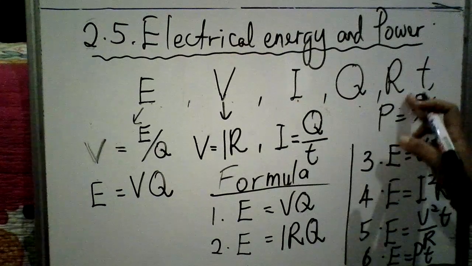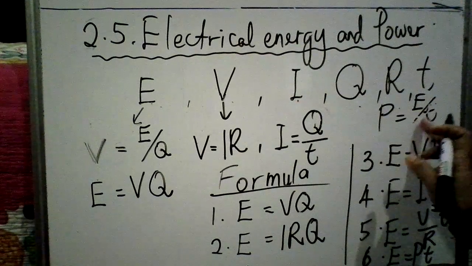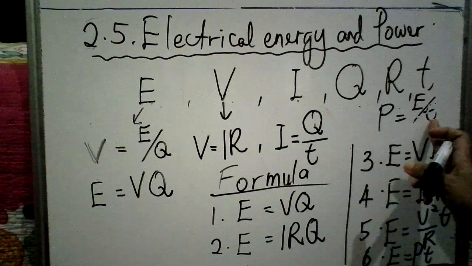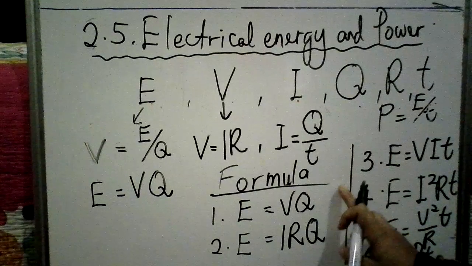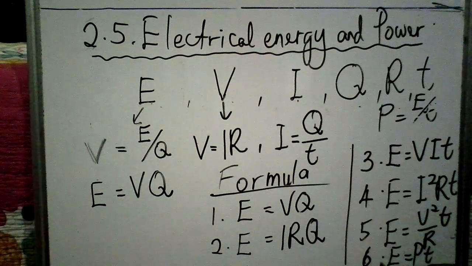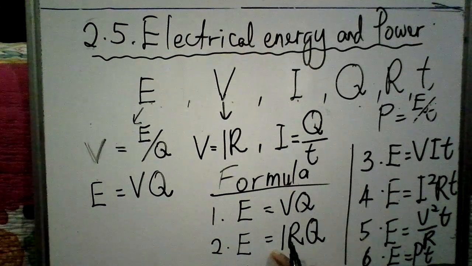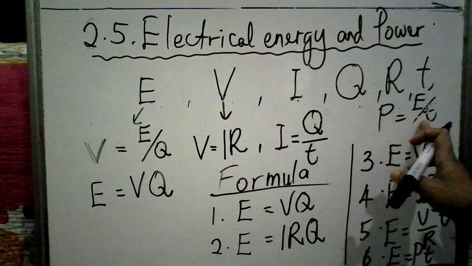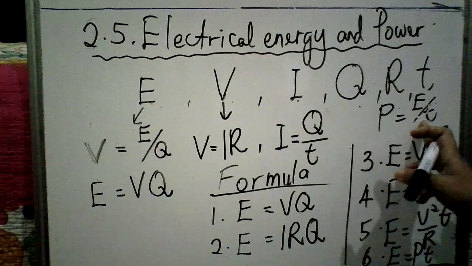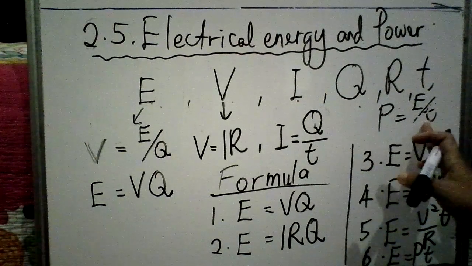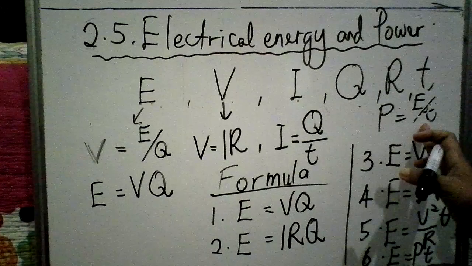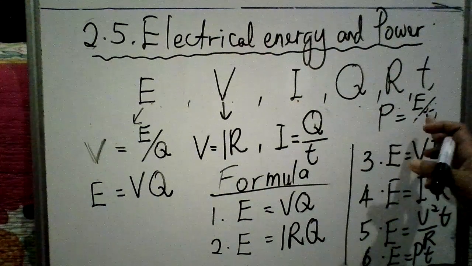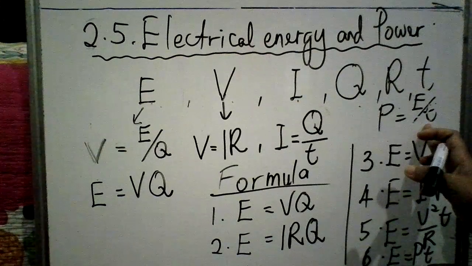So from this formula, actually we can produce another formula for power by using the formula of electrical energy. From here we have 5 electrical energy formulas. If we substitute into this formula of power, then we also can get another 5 formulas for power. Just divide by T. So we get the formula for power.